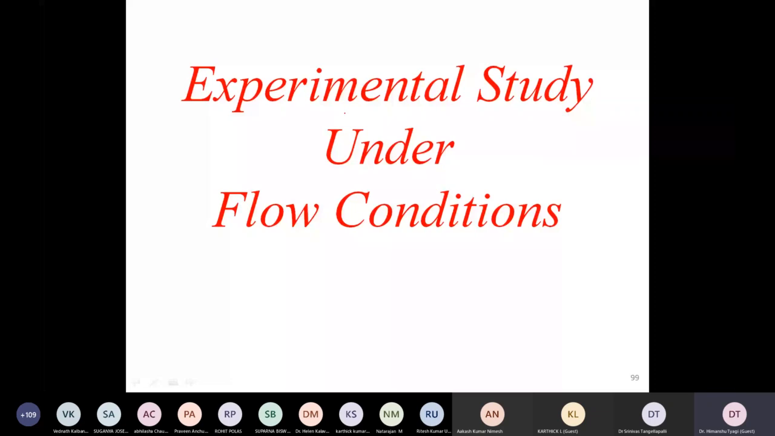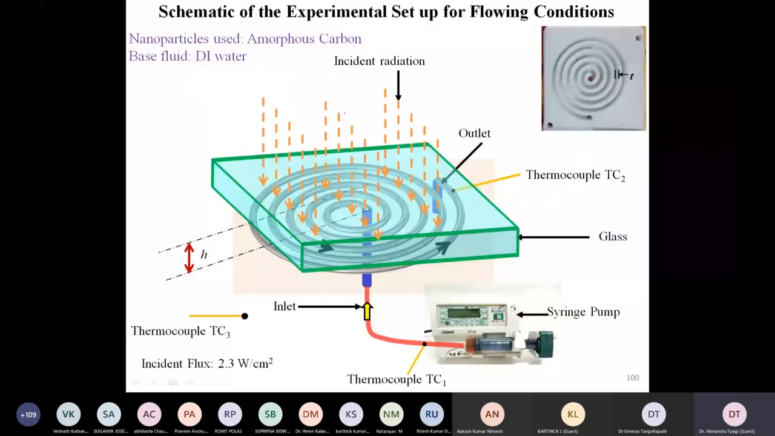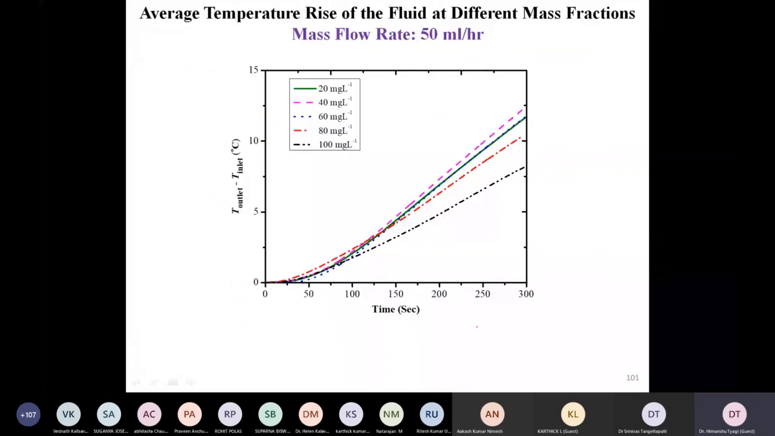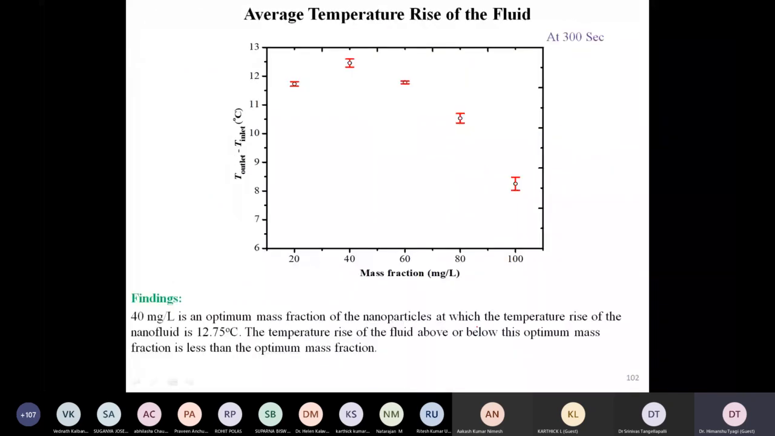We have created this kind of a spiral collector just for testing purposes, trying to see if we flow fluid through it with the help of a syringe pump over here, what type of temperature rise we get, both as a function of the concentration of nanoparticles and I think also as a function of mass flow rate. In all these cases, we are seeing a significant increase in temperature, which is a promising result.